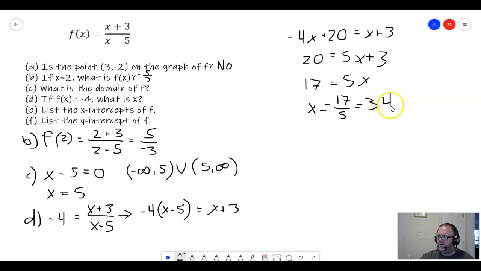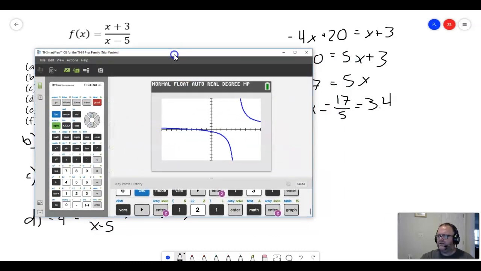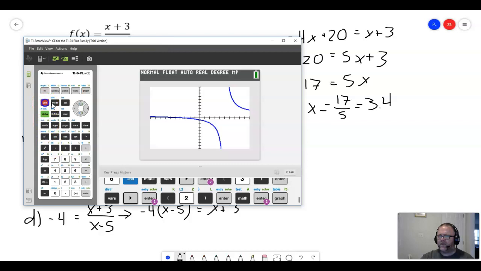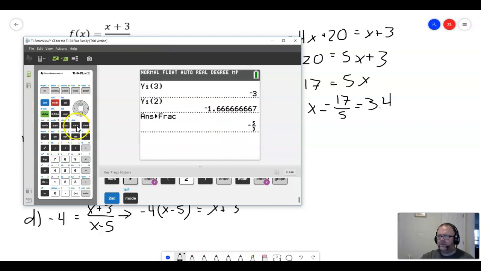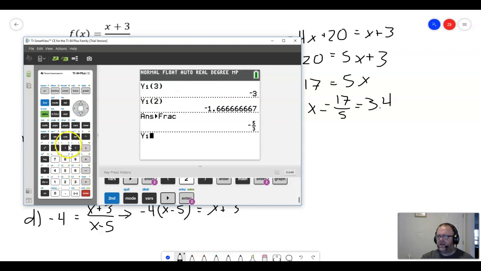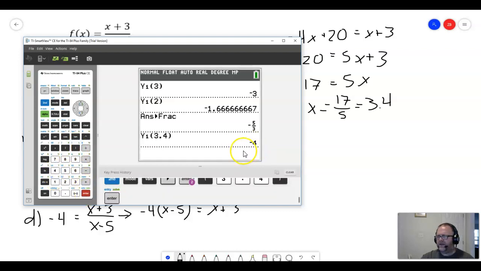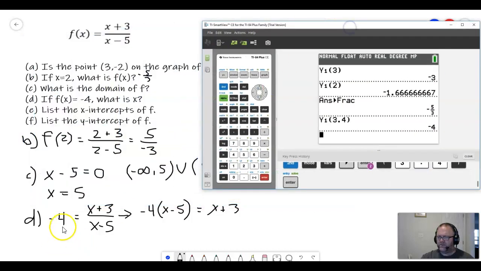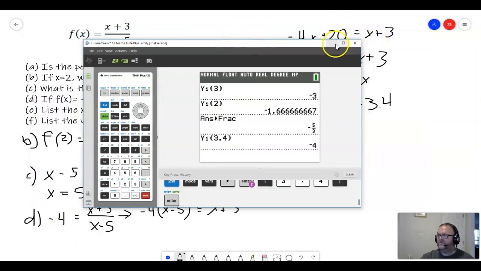3.4. So if I go back to my calculator, I've got my calculator open, and I'm going to check my answer here. So I'm going to pull up the y function and evaluate it at this x, 3.4. And if I did it right, I should get a y value of negative 4, which is correct.